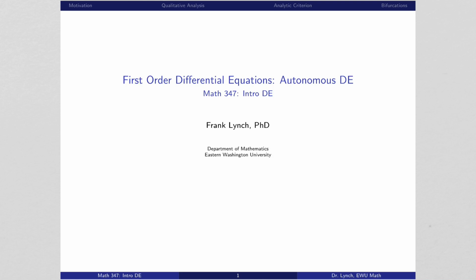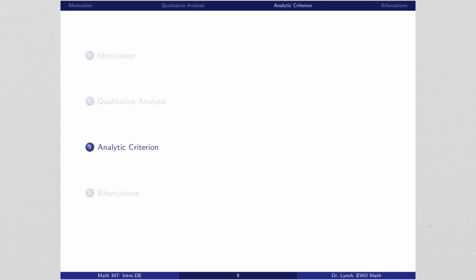In our last video we saw a motivating problem. We had a look at qualitative analysis applied to that motivating problem. We more clearly defined what we mean by qualitative analysis and went through qualitative analysis for one final example. In this particular video, we look at an analytic criterion for stability and also at a new concept called bifurcations.